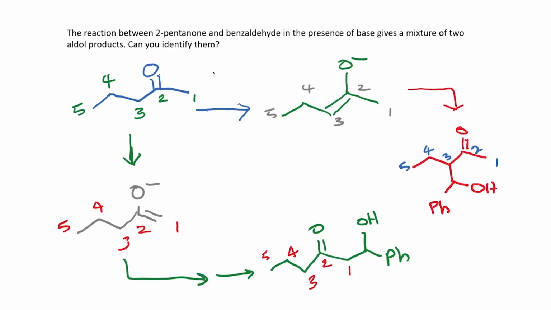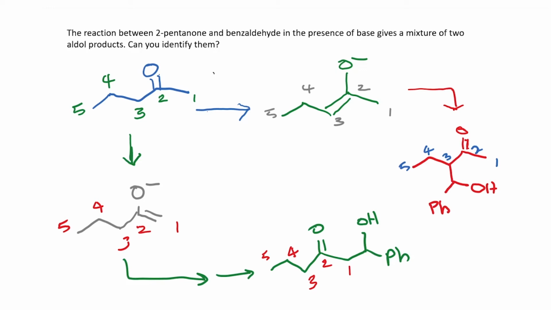The reaction of 2-pentanone and benzaldehyde in the presence of a base gives a mixture of 2 aldol products. Can you identify them? Let's look at the first possibility. You have the enolate formation. This is 2-pentanone as shown here, and just number it. You can generate the enolate here between carbon 2 and carbon 3, and once this reacts with benzaldehyde, you get this product as shown here. So this is one possibility.